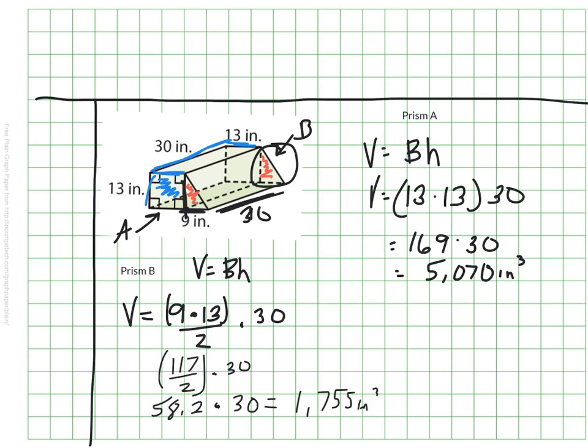And in doing so, I find that the area of just the triangle is 58 and 2/10. And then I have to multiply that by all the 30 layers. So the volume of that section is 1,755 cubic inches. Which means if I put these back together again, the grand total here would be 6,825 inches cubed. And that's an 8 here, if you can't tell. So hopefully you tried that on your own and got the same answer.